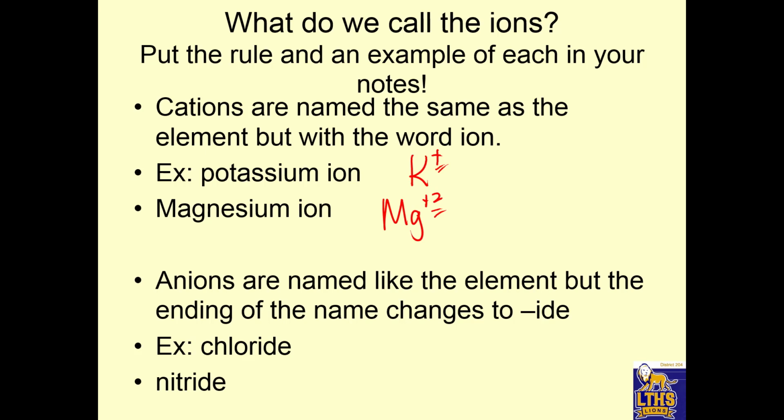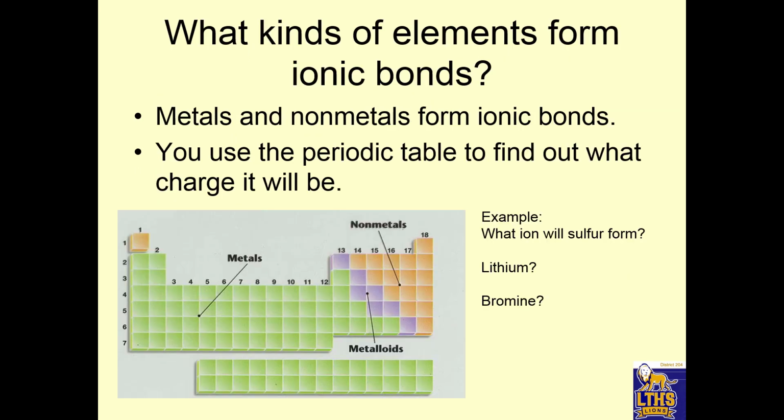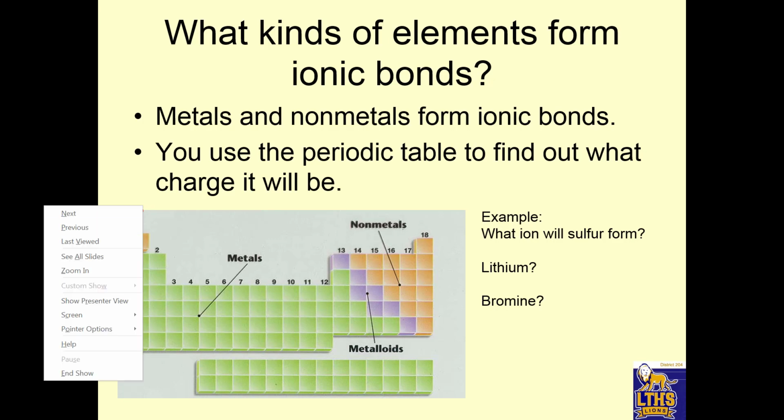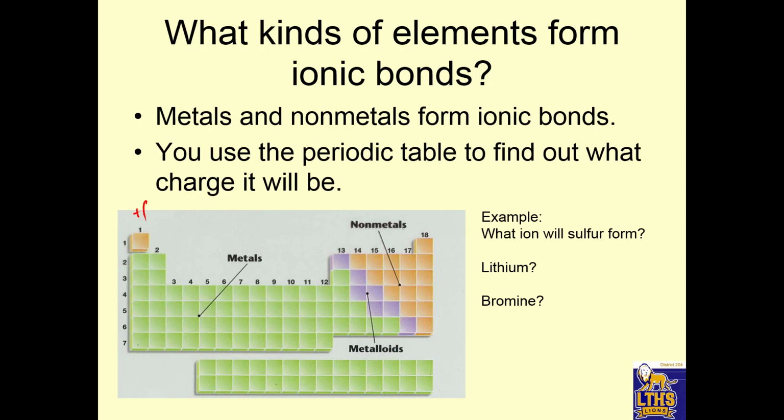Anions are named like the element, but change the ending in the name to ide. Example, chloride is Cl with a negative. Nitride is N with a negative 3. How do I get these charges? Periodic table. I remember +1 group 1, +2 group 2, skip a few, +3, 0 for that column, they don't make ions, -1, -2, -3. Okay. What ion will sulfur form? -2 ion because it's in this group. Lithium, +1 ion because it's in this group. Bromine, -1 ion because it's in this group.